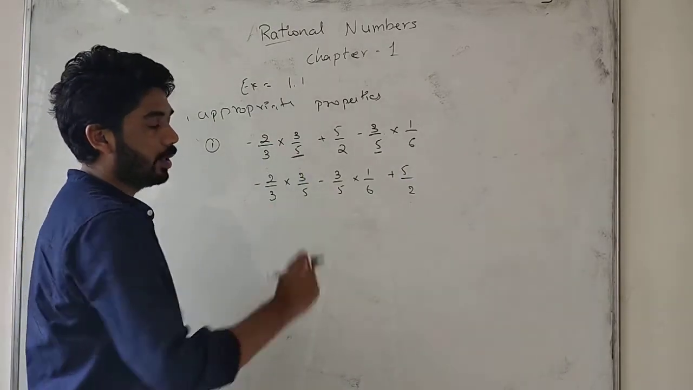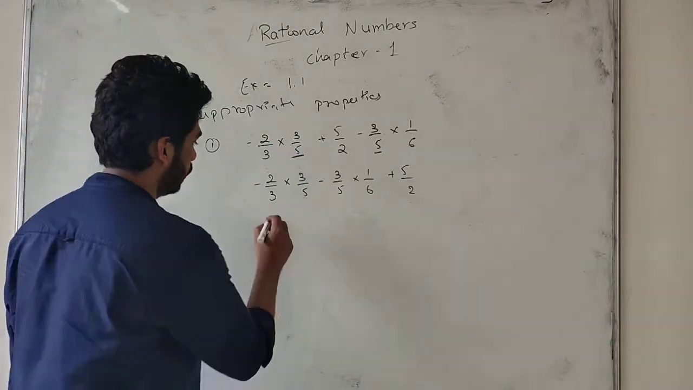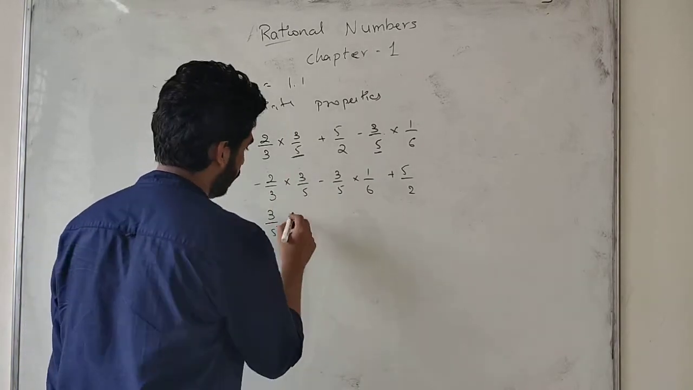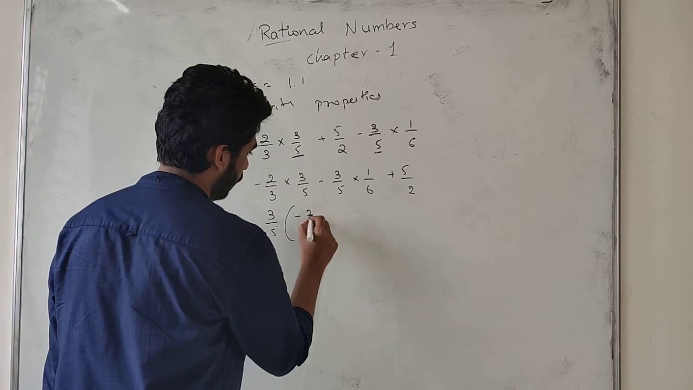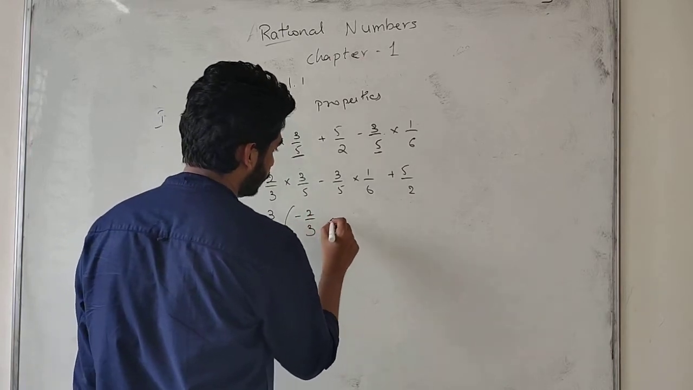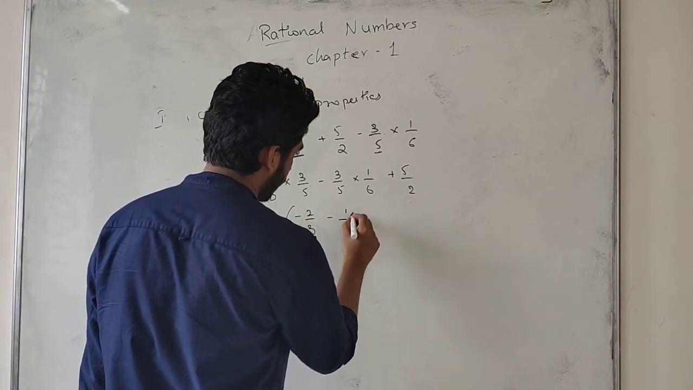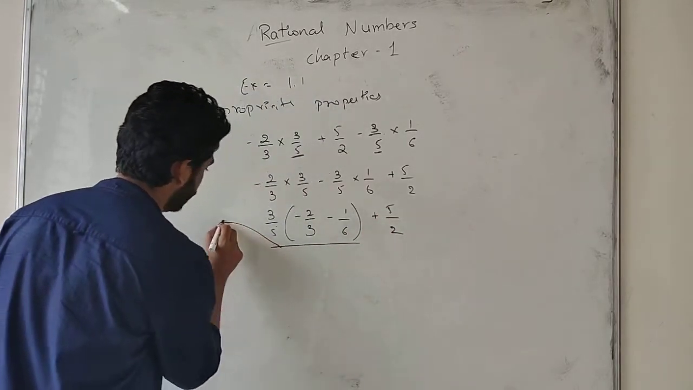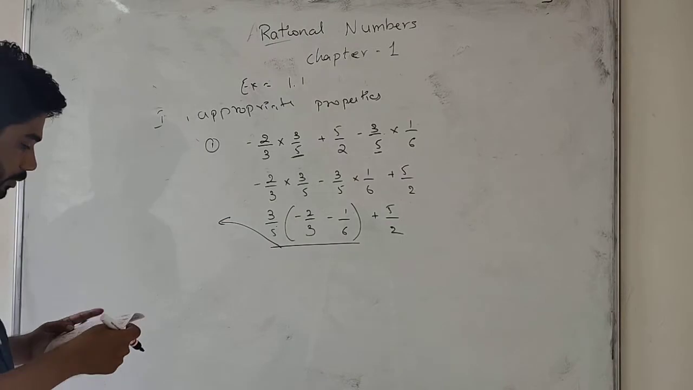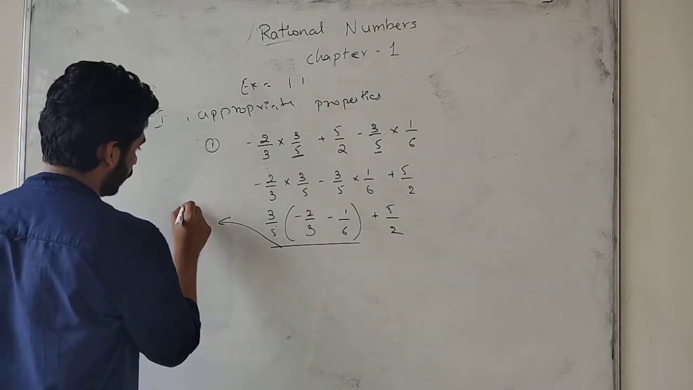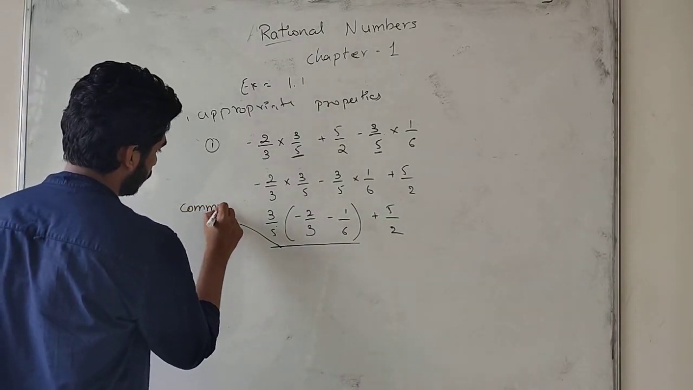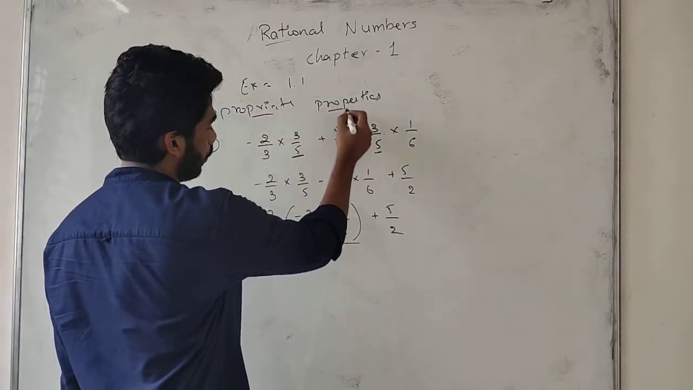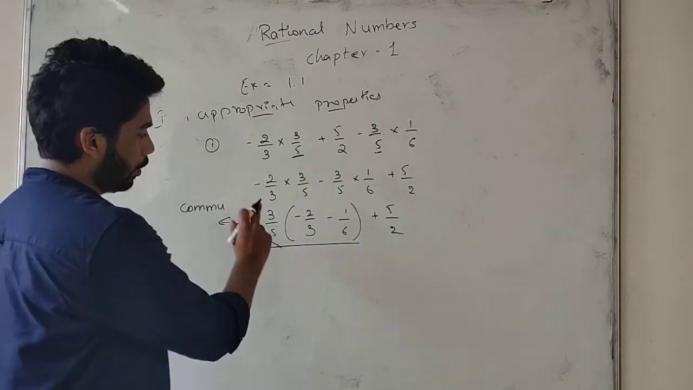Now take 3 by 5 as the common. So we will get minus 2 by 3 minus 1 by 6 plus 5 by 2. So friends, which property is this? This is the property of commutativity. By using appropriate properties I am solving this one. So this is the commutative property.